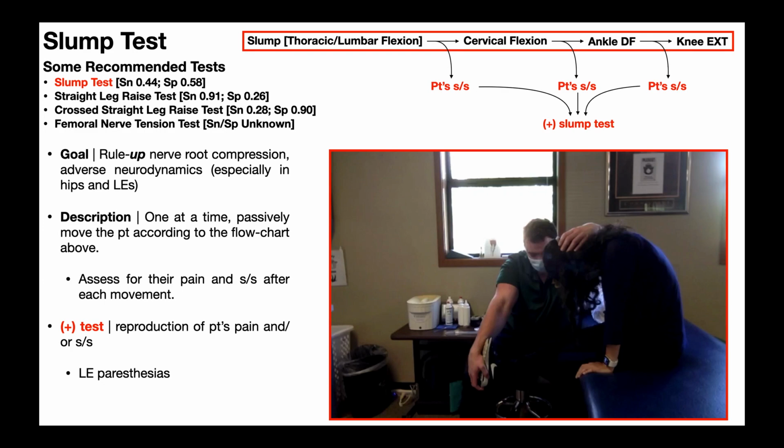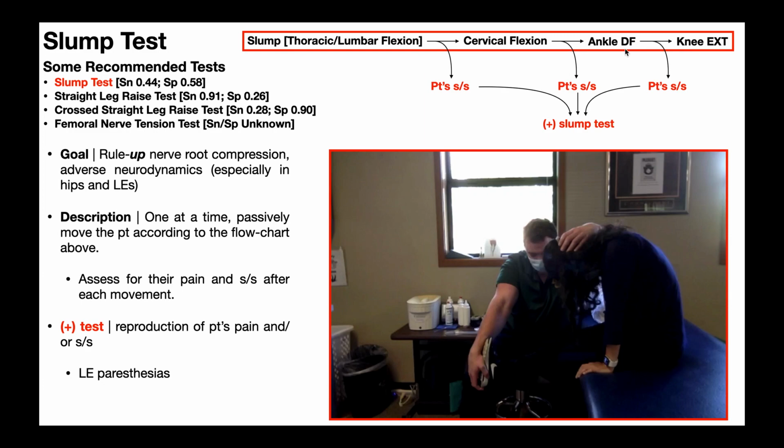Now, each one of these successive movements right here puts more and more tension on the nervous system. That being said, it really doesn't matter in theory what order you do them in. In practice, the slump and cervical flexion are always done in this order. However, the order of these last 2 movements really just depends on clinician preference.